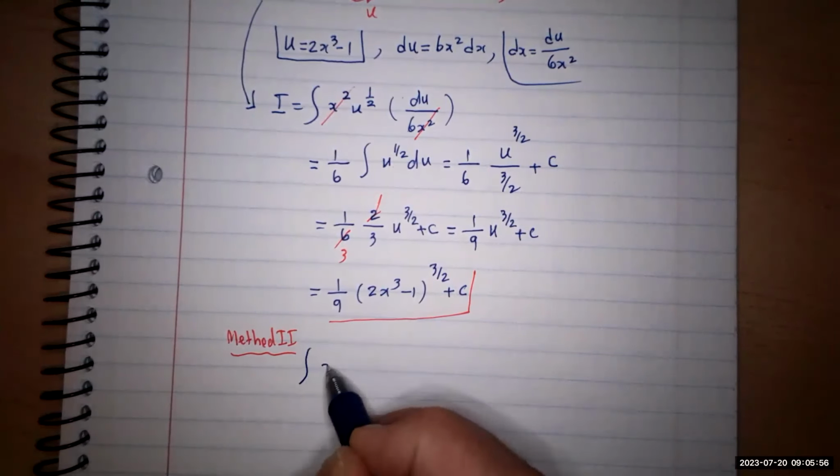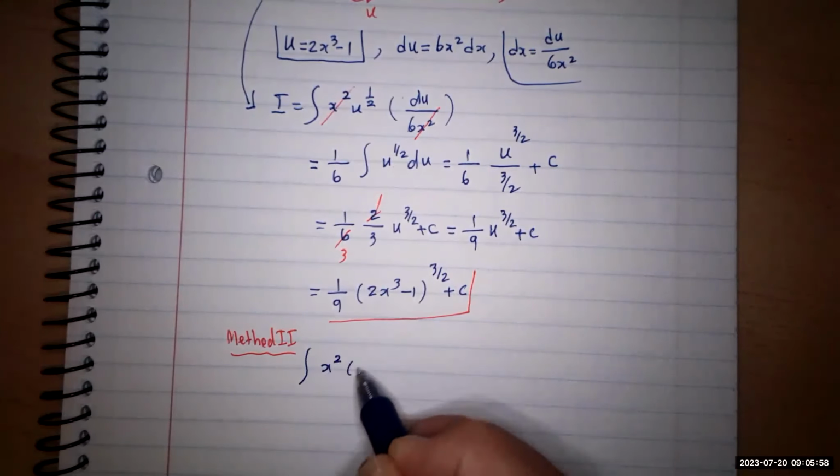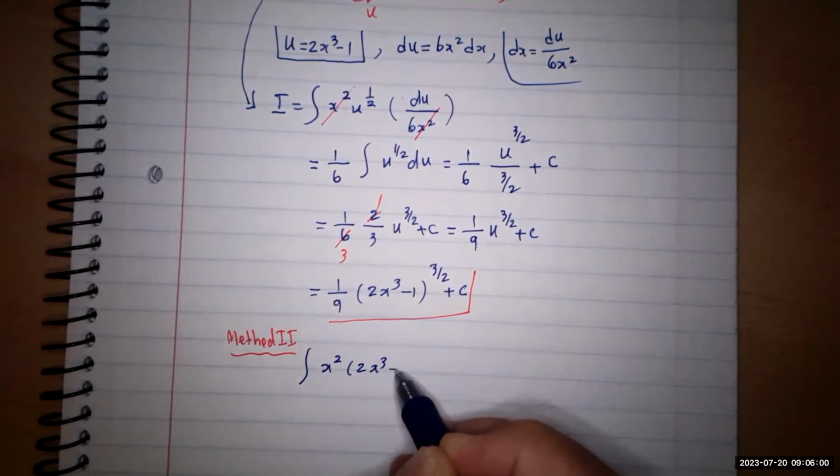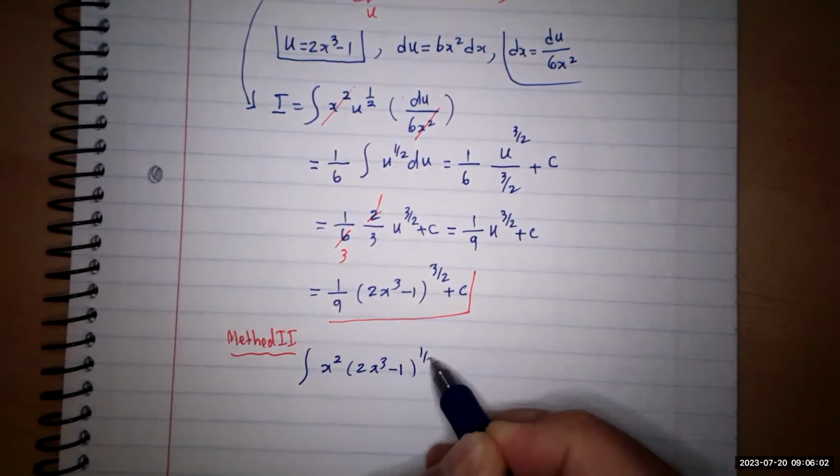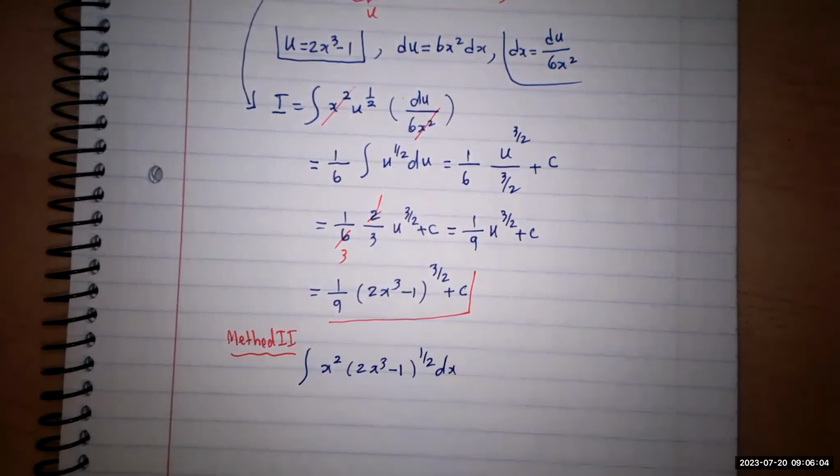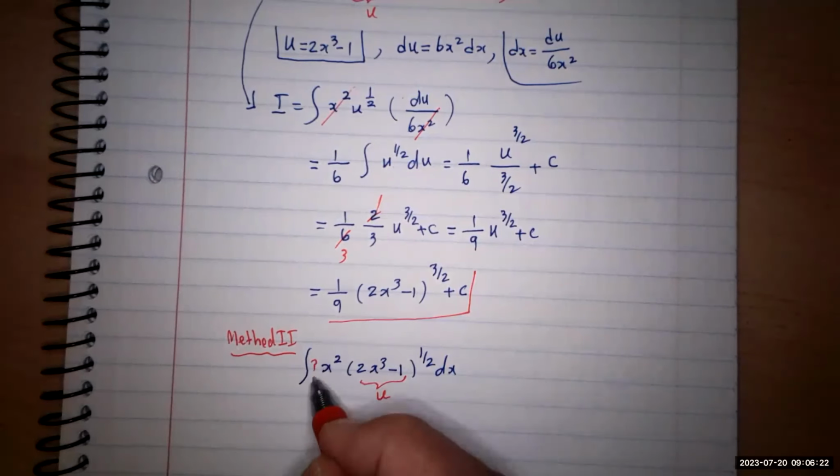This is the rewriting: x squared times 2x cubed minus 1 to the 1/2 dx. This is u. You have to look for the u prime here. u prime would be 6x squared. You have only x squared, so a 6 is missing here. You see, a 6 is missing. So you create the 6.